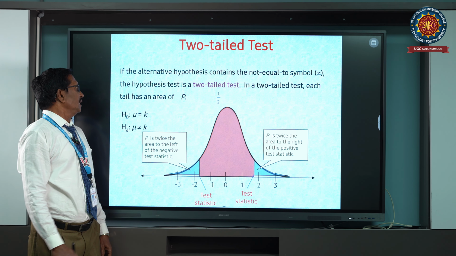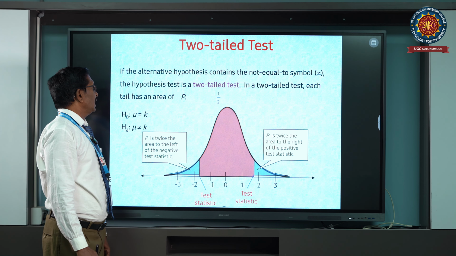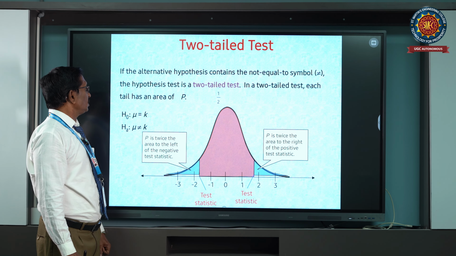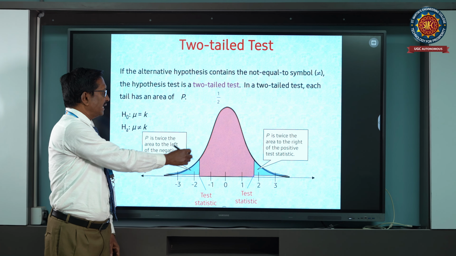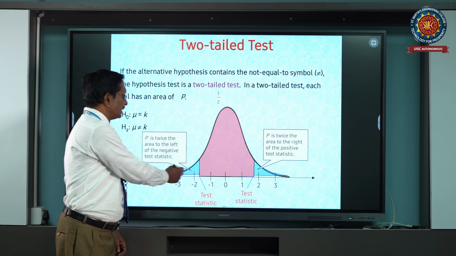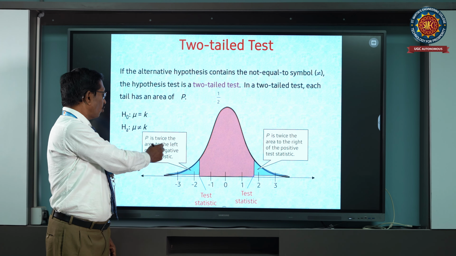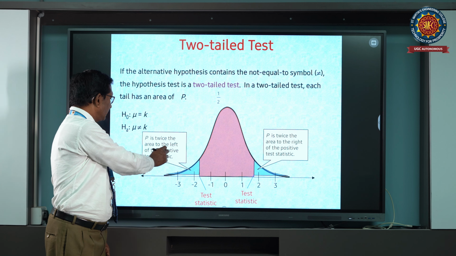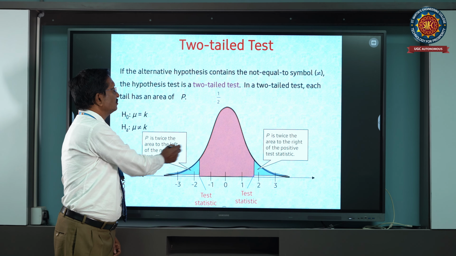Next, the two-tail test. If the alternative hypothesis contains the not equal symbol, the test is a two-tail test. This is the diagram. In this diagram, this is the critical region, alpha by 2 on each side. P is twice the area to the left of the negative value, and P is twice the area to the right of the positive value.